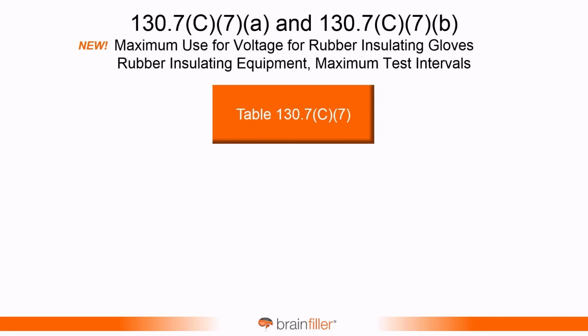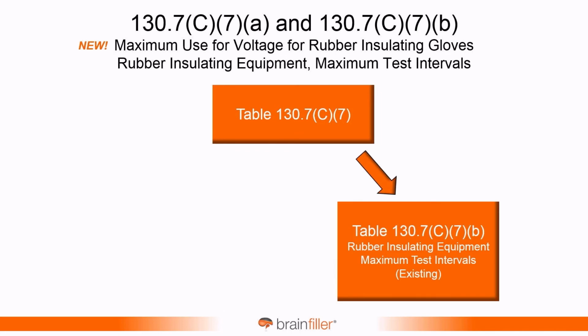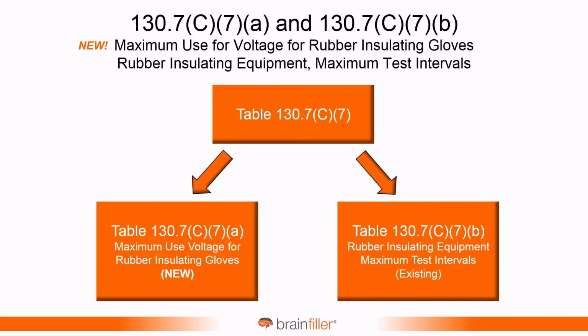Another change to the 2021 edition. We have one table that is now part of a pair of tables. We had table 130.7C7, which was for rubber insulating equipment, the maximum test intervals. That is now 130.7C7B. And we have a new table. That is table A, and table A is for the maximum use voltage for rubber insulated gloves.